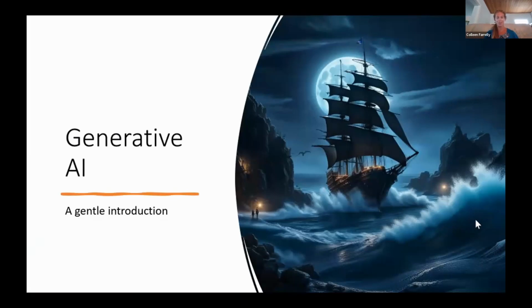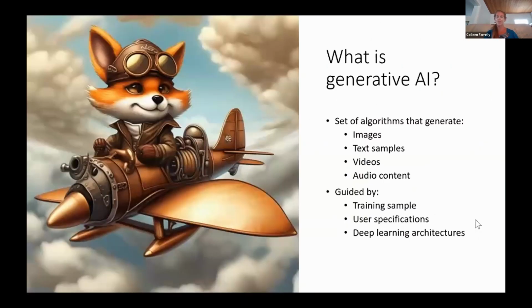It's a huge buzzword these days, and let's dive into a little bit about what it is. Generative AI includes a set of algorithms that can generate images, text samples, videos, audio content, even biological or chemical structures at this point. Underlying all of these algorithms is a training sample, which is really important. If the algorithm doesn't see certain things within the training sample, if it doesn't see certain concepts, if it doesn't see subgroups that exist in the population, it's not going to understand that.